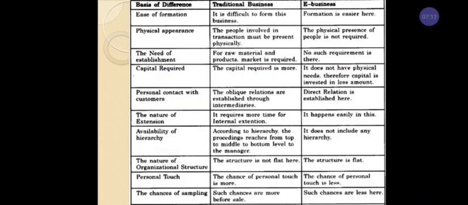You can see the product but you cannot feel it. That means you cannot check the quality. And the last difference is the chance of sampling. In traditional business, before selling any product, you can also give a sample. If the customer is satisfied with that sample, they can purchase the product.